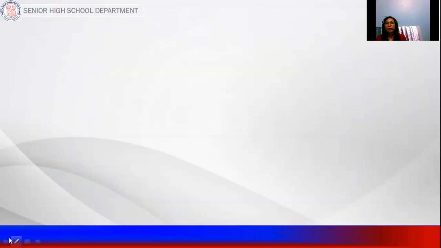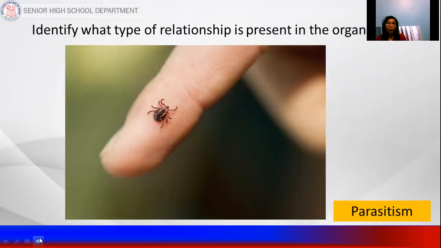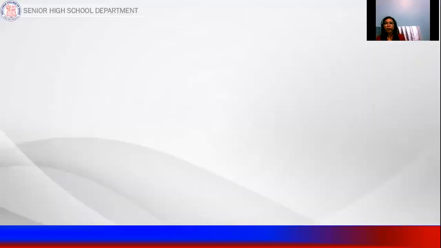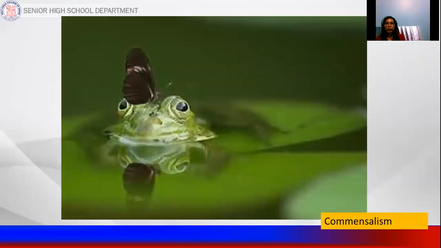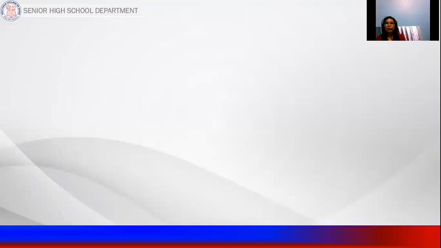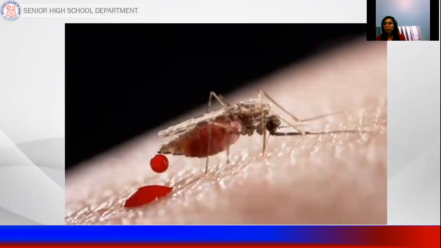That is parasitism, because one is benefited while the other is not. And this one is commensalism, where one is not harmed. And this one is still commensalism. And this is mutualism. Let's have the other. This one is familiar to you, so I guess you can benefit from this. It's parasitism.